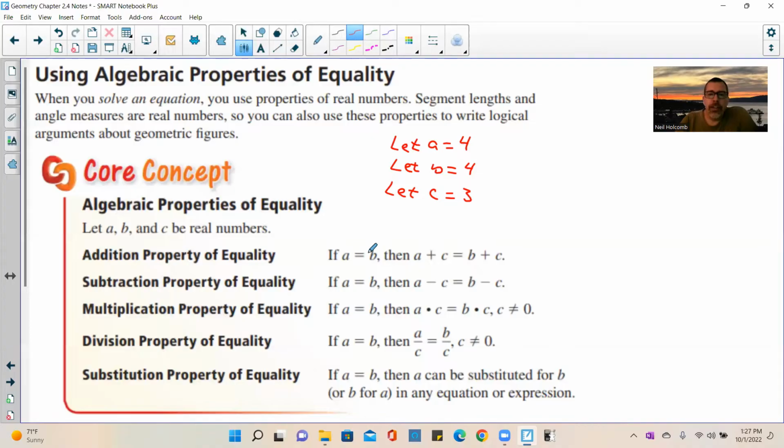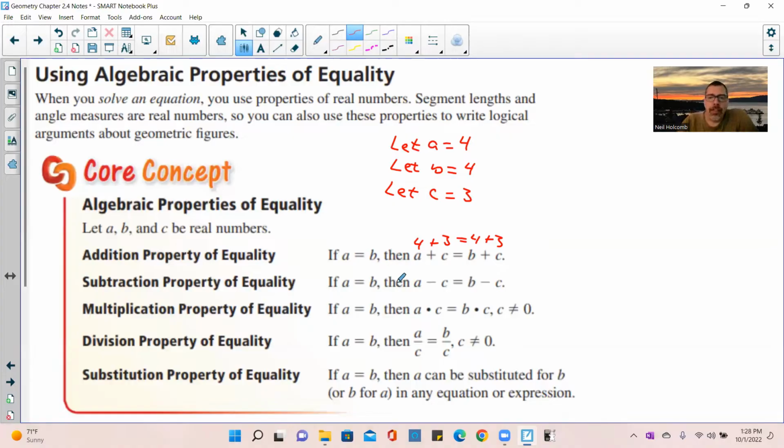So this here says if A equals B, so 4 equals 4, then A plus C equals B plus C. Since A and B are equal, that means if you add a number to both of them, the sum is still going to be equal. Obviously, 7 equals 7. I forgot to put the 3 here for C. Okay, so C is 3, A is 4, B is 4. Using these three values, 4 plus 3 equals 4 plus 3 is obvious because A equals B.